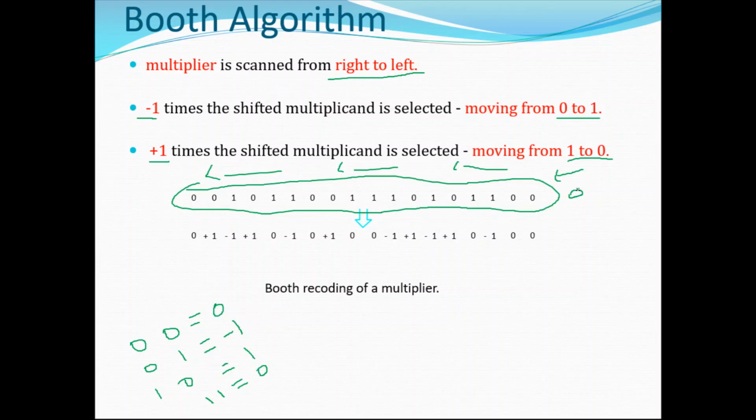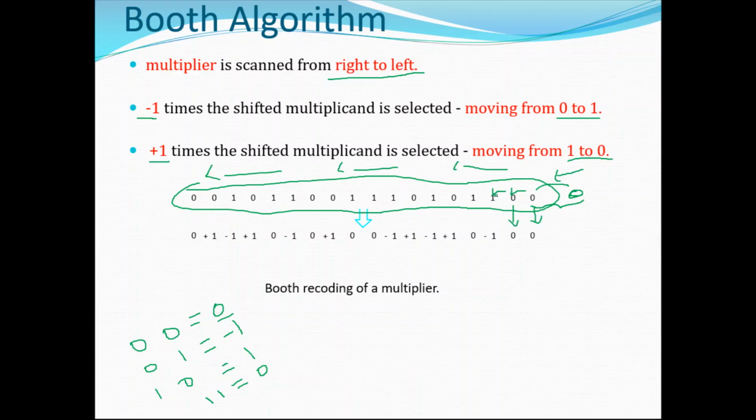So we added one more 0 to the right. Now compare this added rightmost 0 and the rightmost bit, that is, the least significant bit of the multiplier. Both are 0, which means it will be 0, so this becomes 0. Next, compare these two bits. 0 0, so again 0. Next, compare these two bits.